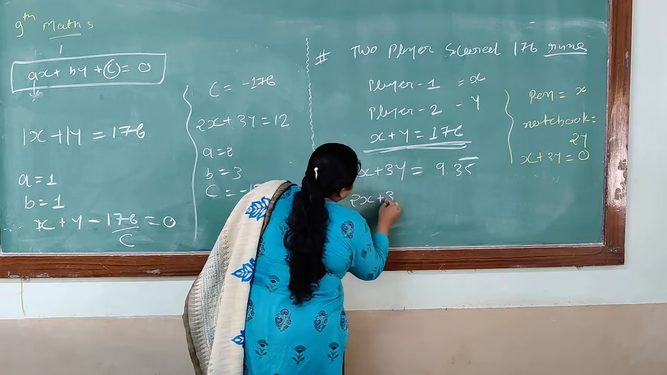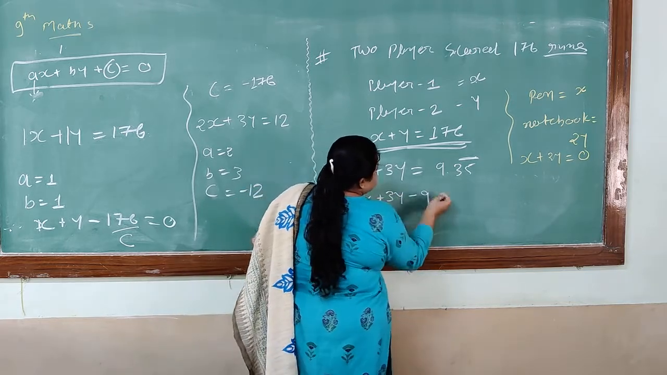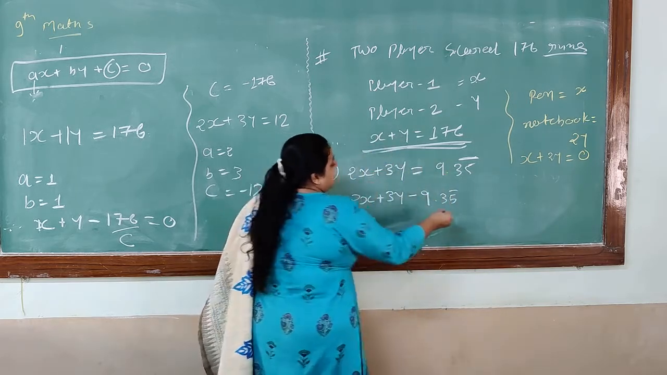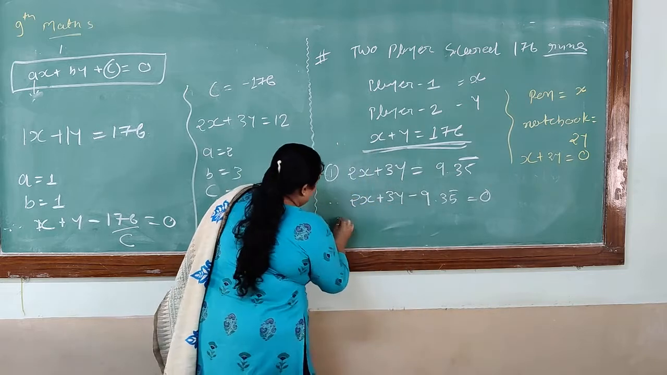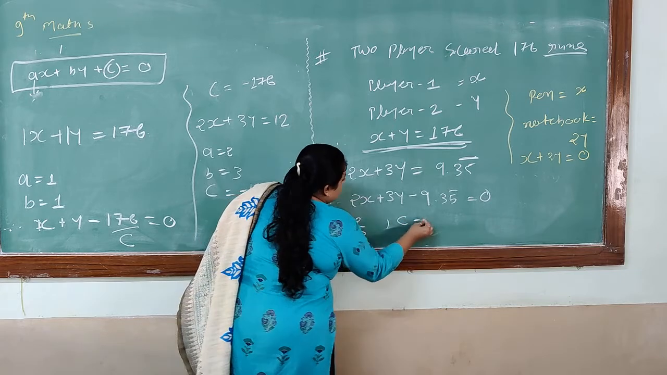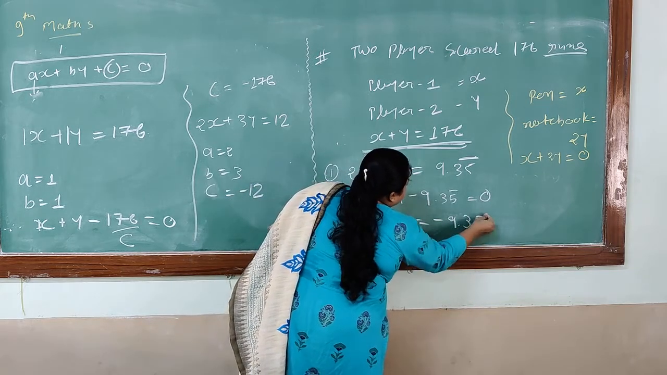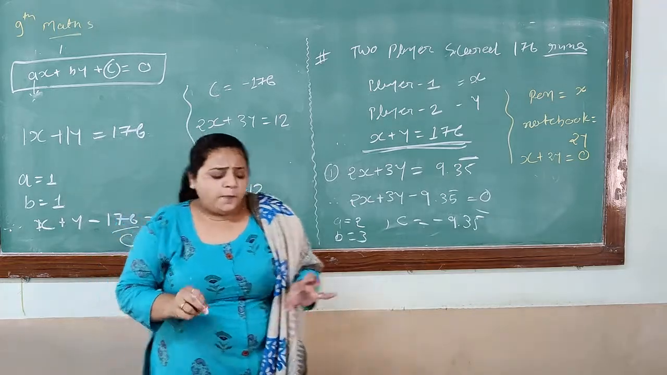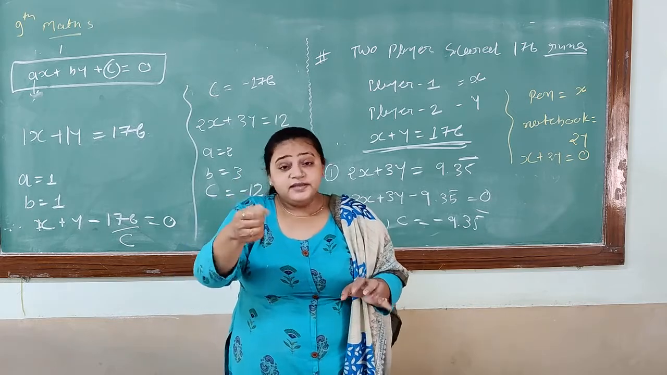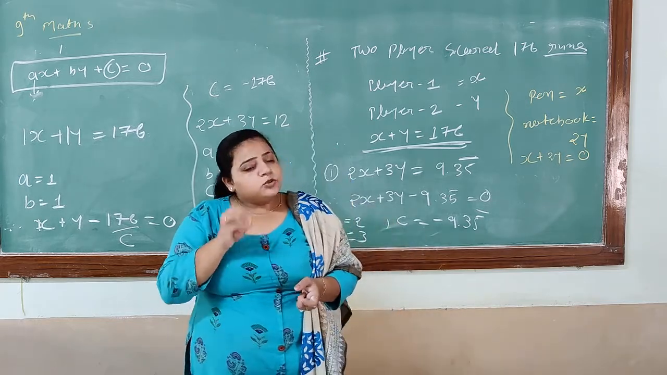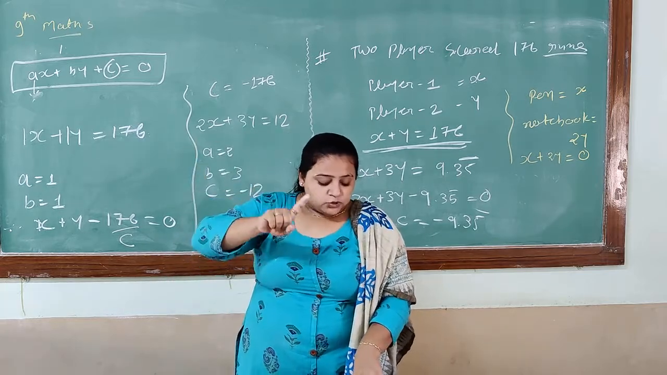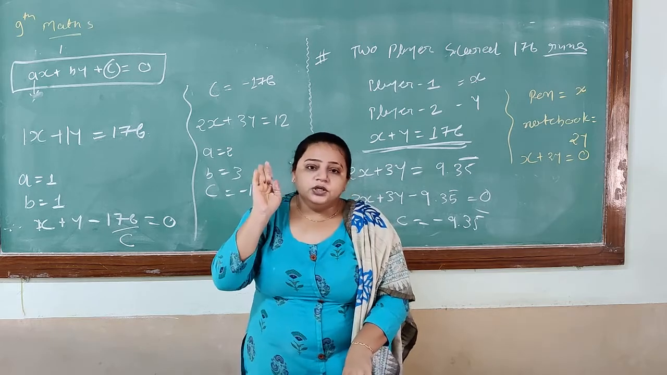2x plus 3y minus 9.335 bar equals to 0. Now a equals to 2, b equals to 3 and c equals to minus 9.335 bar. Very easy method. This kind of question they ask in exam with 1 mark or 2 mark or filling the blanks. In MCQ also they ask, but they will mostly ask in 1 or 2 marks, right? So according to this theory, you can solve question 2 to 8, right?